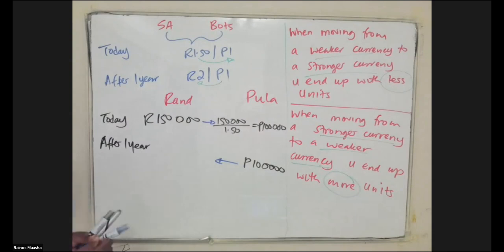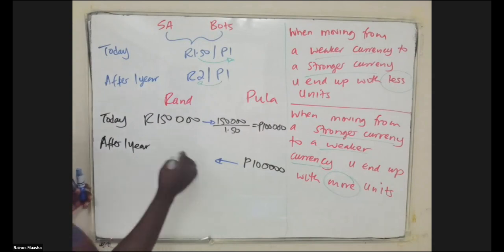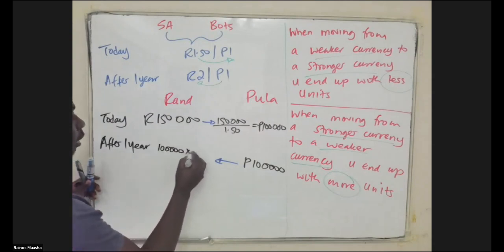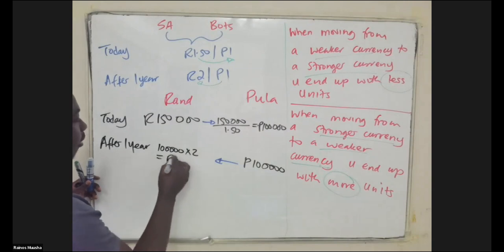So if the exchange rate is 2 rand there, to end up with more units, what are we going to do? We're going to multiply, isn't it? So in this case, 100,000 multiplied by 2. It means we end up with what? 200,000.